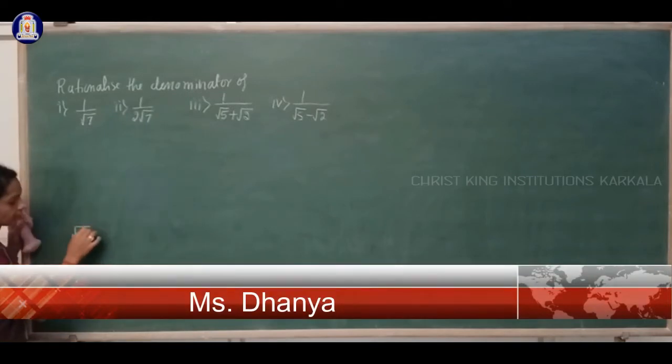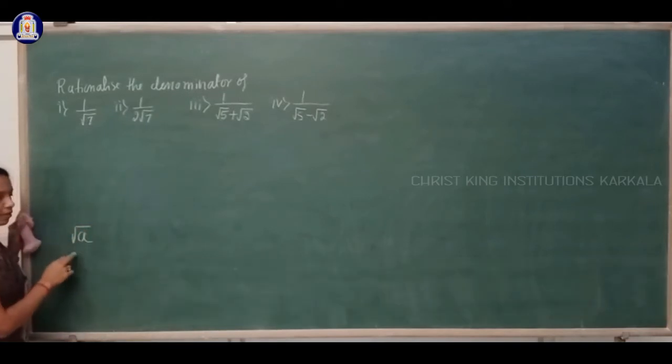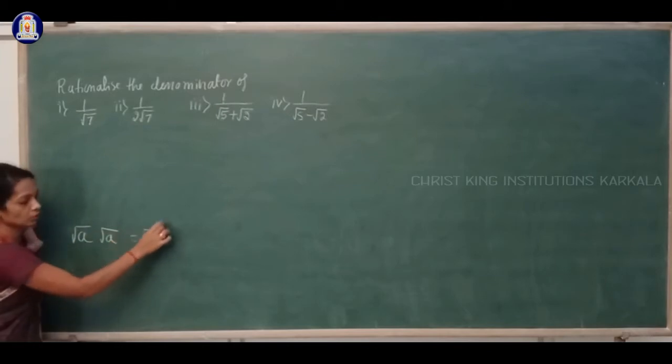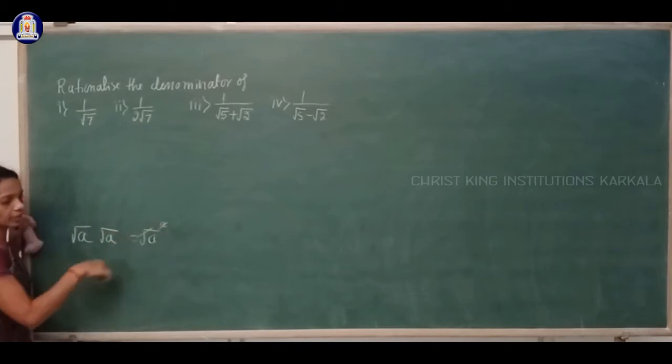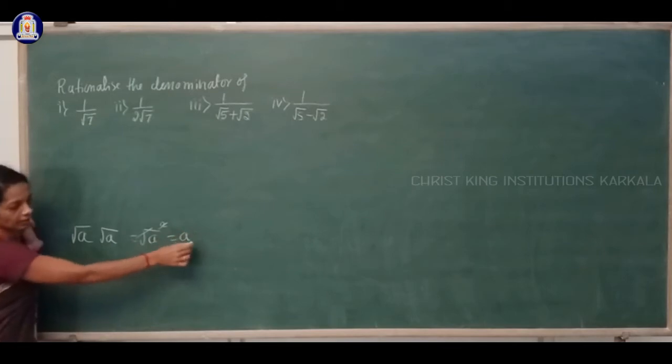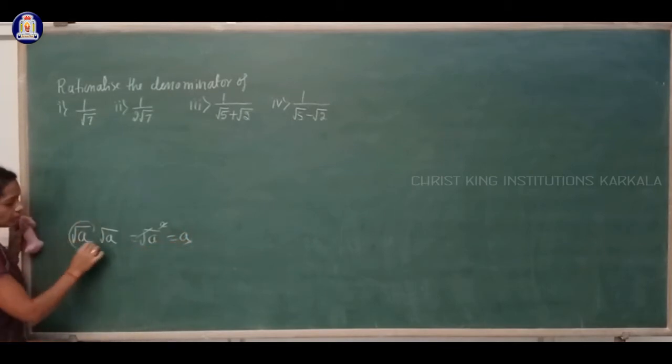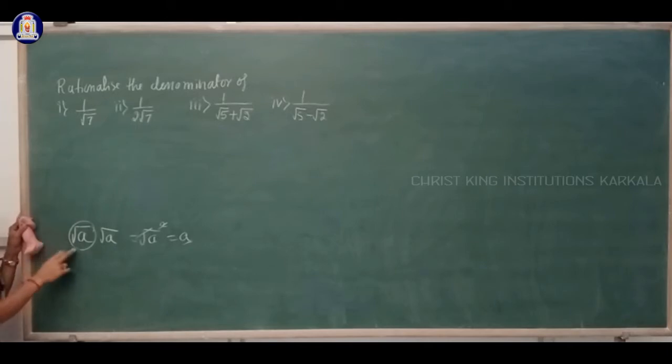Now in general, suppose you have an irrational number root a in the denominator, then to make that rational you have to multiply by root a. So root a into root a is what? Root a square, and the square and square root cancel and we are left with a, and now this is a rational number. Suppose you have a single term like this in the denominator, and that single term is an irrational number, then you have to multiply by the same.